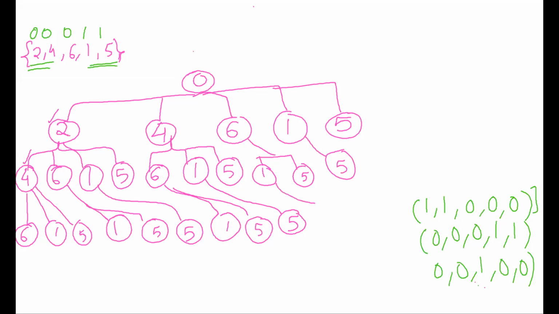Here 1, 6, 1, and 5. Okay, so you see some are ending at earlier levels themselves. So again we come here after 6, you can have 1 and 5. 1 you can have 5 and you're done. Here 1 you can have 5. 1 you can have 5. That's it.